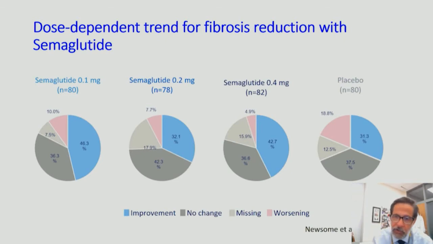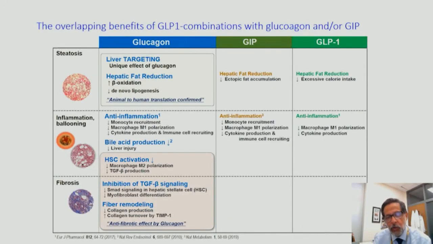So each drug has its own unique signature pattern. And it may be that in the long term, if you keep slowing down progression, you will have less cirrhosis. And if you have less cirrhosis, you'll have fewer liver outcomes. So this is currently in phase three. This is a good study that we are currently doing.